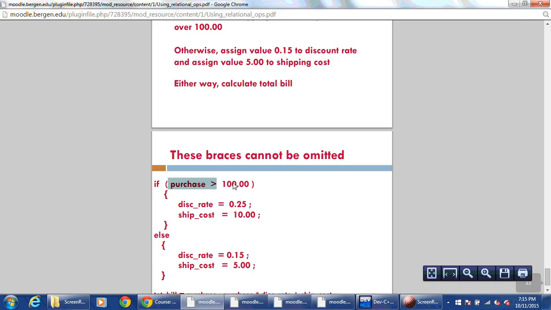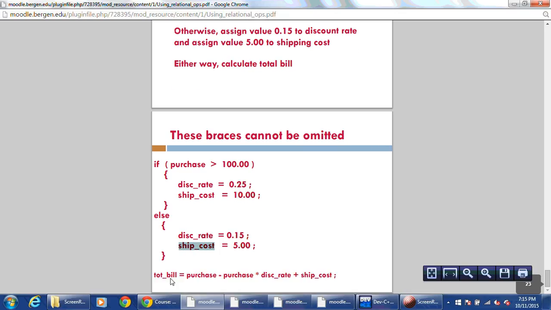If purchase is greater than 100, then assign 0.25 to discount rate and shipping cost 10. Otherwise, assign 0.15 to discount rate and value 5 to shipping cost. But either way, calculate the bill. So the total bill is purchase minus purchase times discount rate plus shipping cost. This is just an arbitrary formula that is part of the problem. Usually these formulas will be given inside the problem.